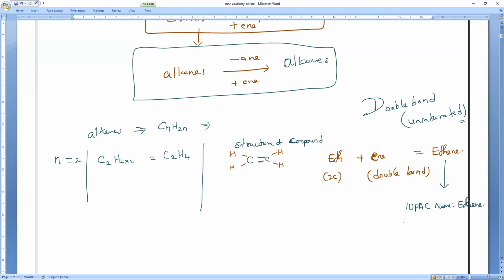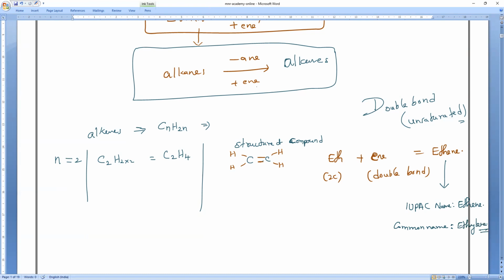I want the common name. Already I have taught you this common name. What is the common name of ethene? Ethylene. Very good. Very, very important: in the board exam, in most cases you can see the word ethylene only. So basically they will give it like that, so please be very careful.